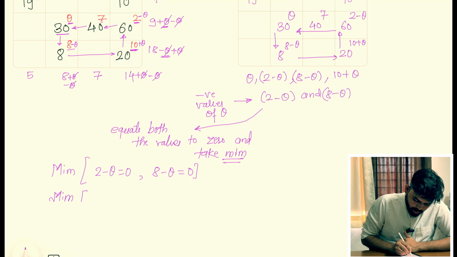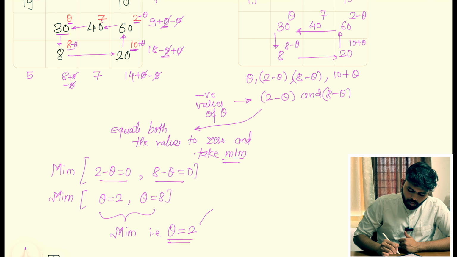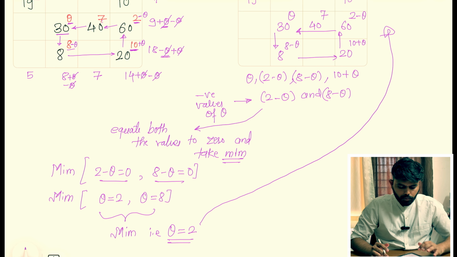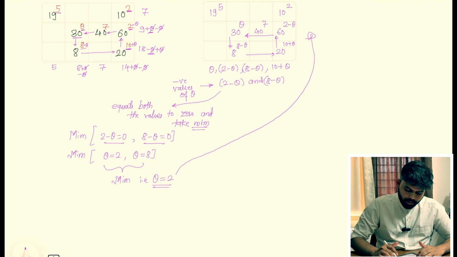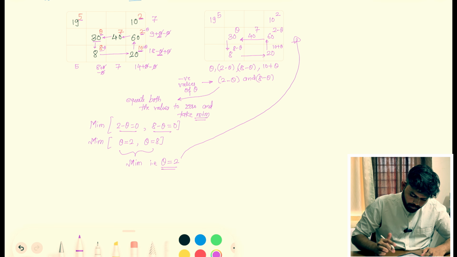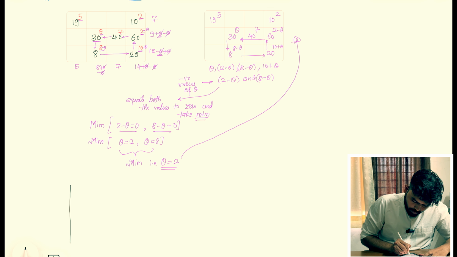If we solve this equation we get theta as 2, and if we solve this equation we get theta as 8. We will take the minimum of both of them. So the minimum value, that is our theta, will be equal to 2. Put this theta in this particular matrix. If we put the theta in this particular matrix, we will get a new matrix. Let me write down the matrix for you. Okay, so now we will get a final matrix.